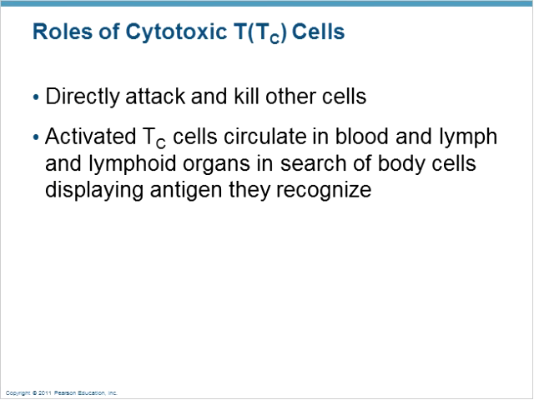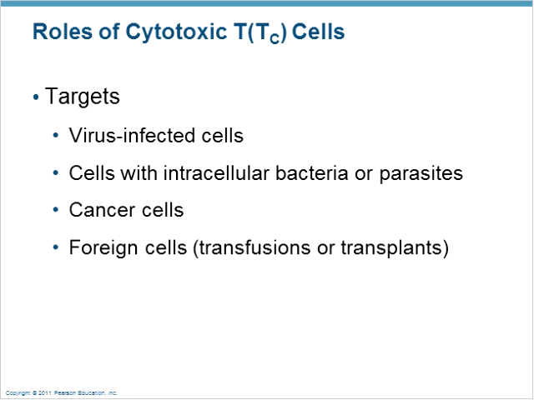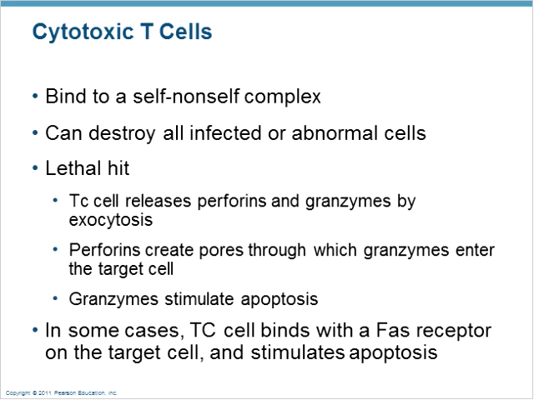The roles of the TC cell are they directly attack and kill the other cells. Cytotoxic is a cell killer. Activated TC cells circulate in the blood and lymphoid organs in search of body cells displaying those non-self antigens, if you will. The targets of the cytotoxic cells include virus-infected cells, cells with intracellular bacteria or parasites, cancer cells, or any foreign cell that may be derived from a transfusion or a transplant. So you can see that in transplants, you'd be kind of a problem if you didn't make some account for the TC cell.